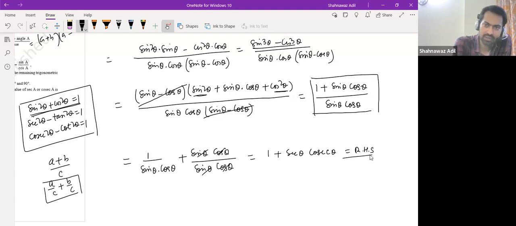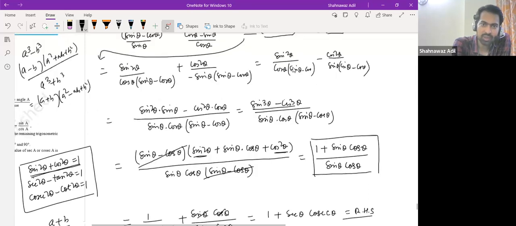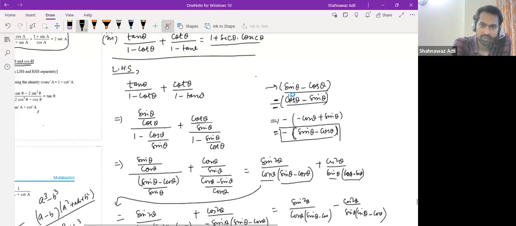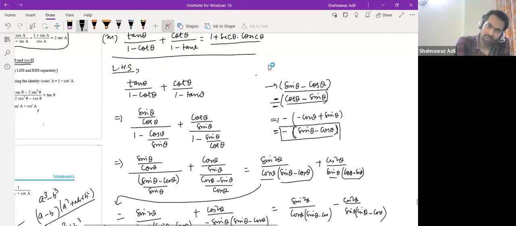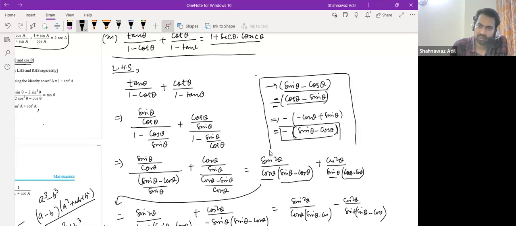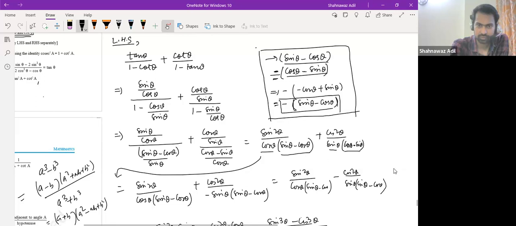Any doubt, guys? No, sir. Okay, please note down this part. This was the important thing in this question. In taking the LCM, we had to figure out that these are just related by a minus. Their difference is only the minus. Whenever you have noted it down, please tell.